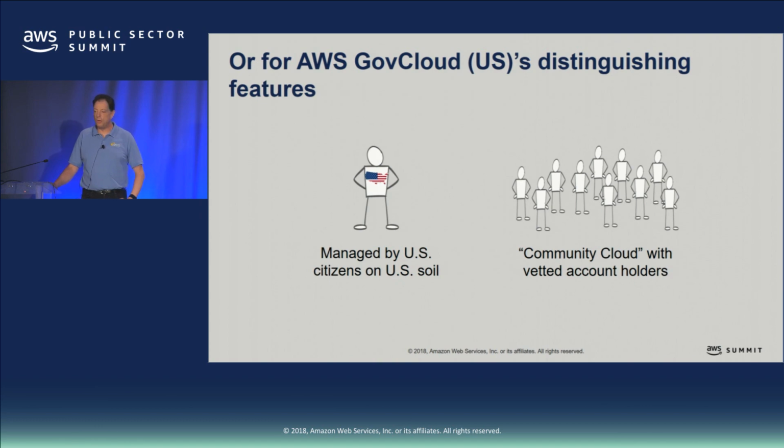Some people just feel better about the fact that it's a vetted community environment. It's all US citizens. They have a requirement for that. So it's usually either the compliance or this that drives it. And these features are actually what drives a lot of the special compliance requirements that we're able to achieve in GovCloud. It's the stuff I've just discussed. So that's really why people would come into the region typically.